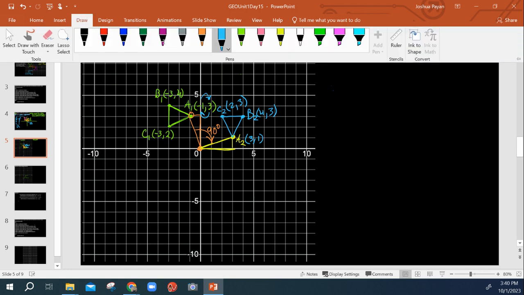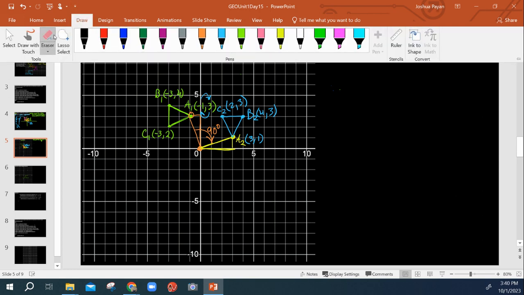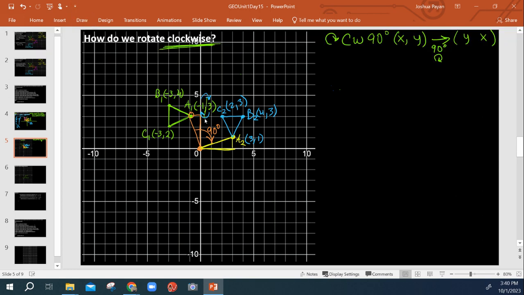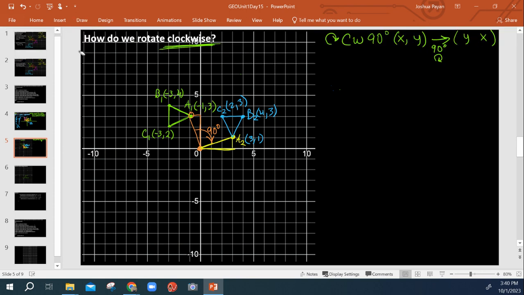So we can go ahead and write that down. We went from X comma Y to, where we rotate 90 degrees clockwise, we become Y, X. We flipped, we see that. And if we go ahead and focus on, dude, I clicked on the eraser. Why would it just not work?